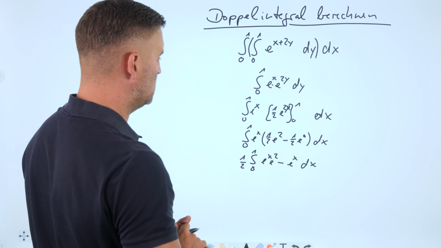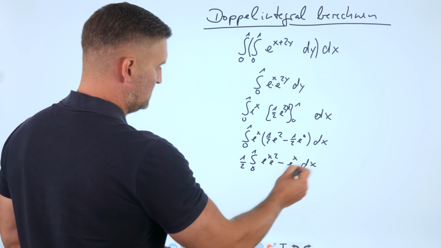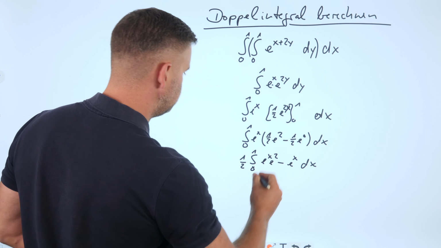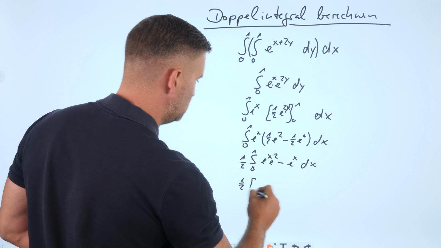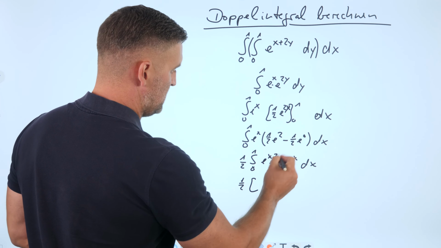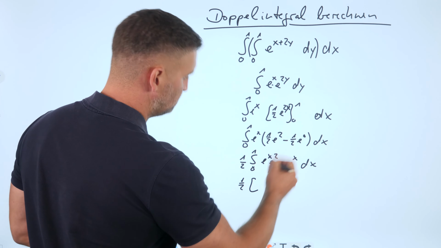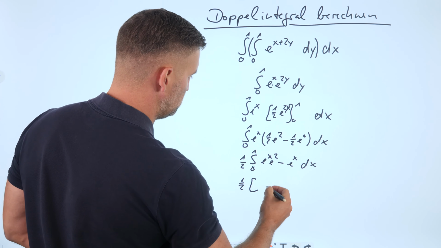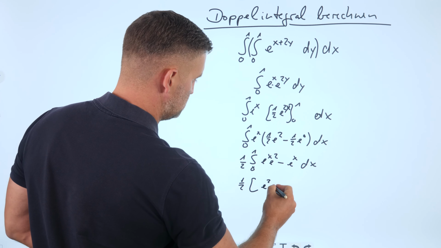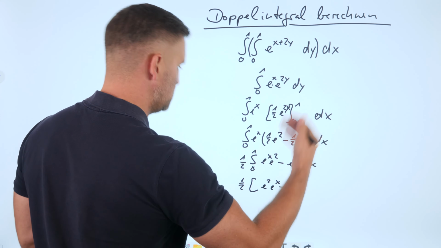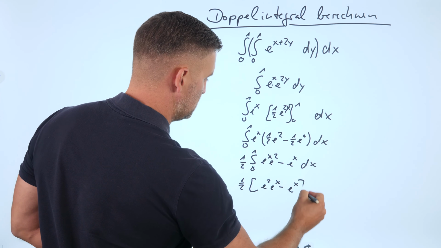Now we can easily find an antiderivative of that. Then we have 1/2 and then e to the x times e squared. e squared is a constant factor, so the antiderivative is accordingly e squared times e to the x, minus, and e to the x is clear, e to the x, from 0 to 1.